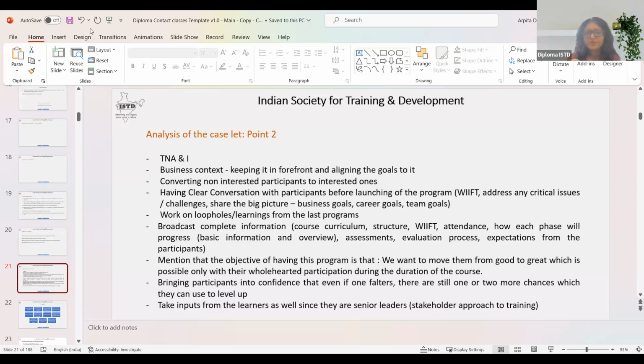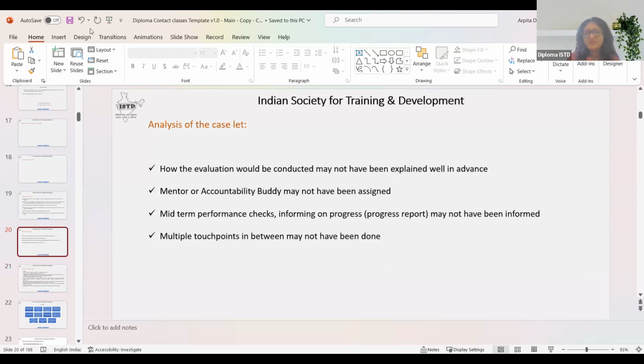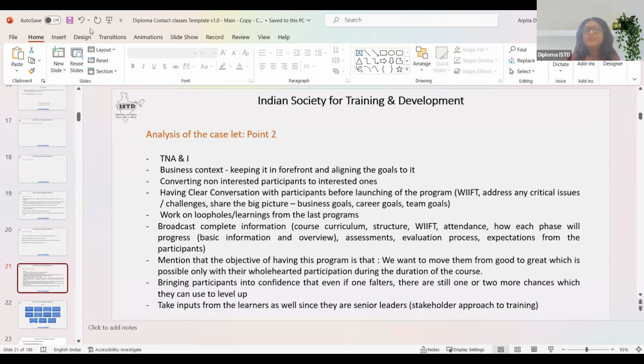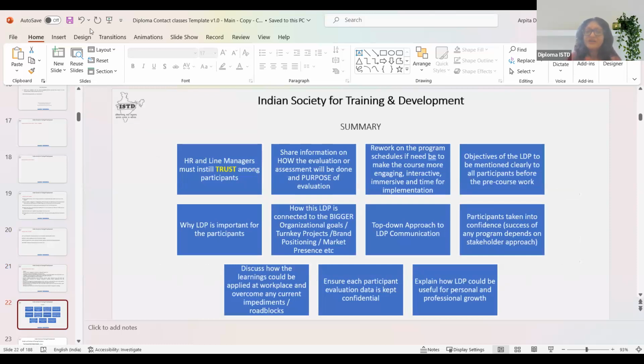So this is the progress report. You see that at one phase, the progress report of one individual was not that great, so you have to bring them to confidence. If one progress report is not up to the expectation, no worries. There are still 1 or 2 or 3 or 5 more where you can actually level up. Take inputs, and this can happen only with multiple touch points. Take inputs from learners as well, since they are senior leaders. Okay, so these are the things we must do.